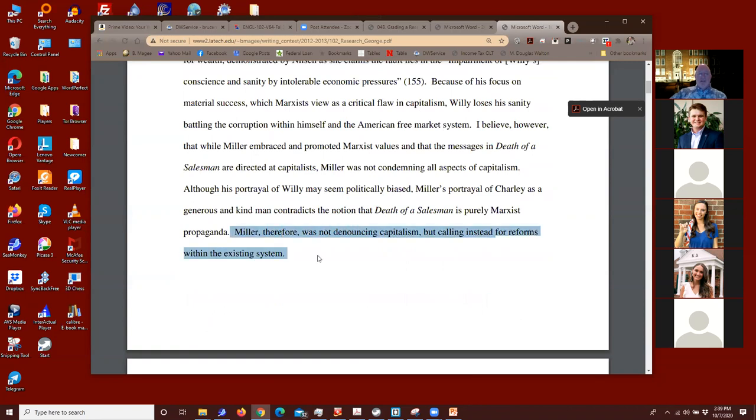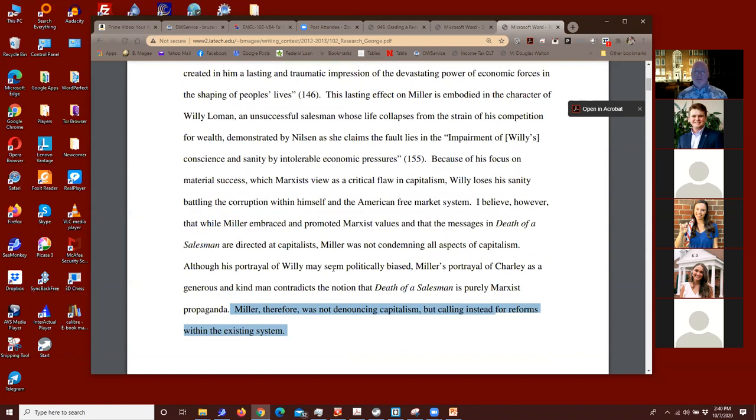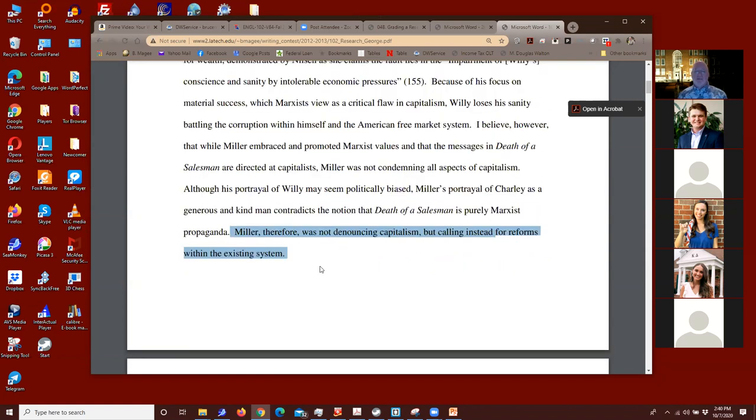Miller, therefore, was not denouncing capitalism, but calling instead for reforms within the existing system. So that could be the actual thesis, right? It's not just that he's reflecting a debate, but he's coming down on one side of the debate. So I think that tightens it up.